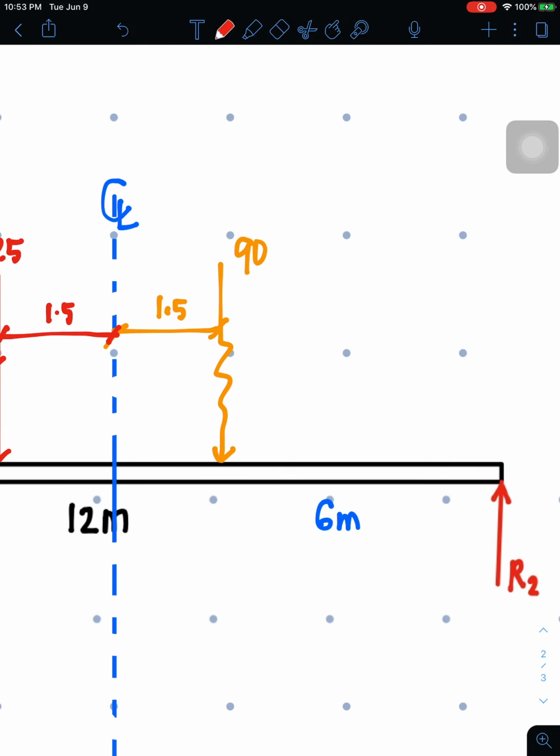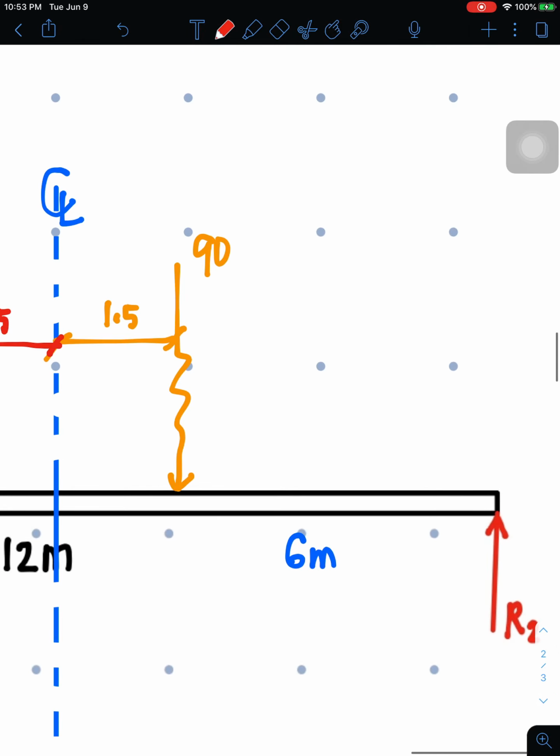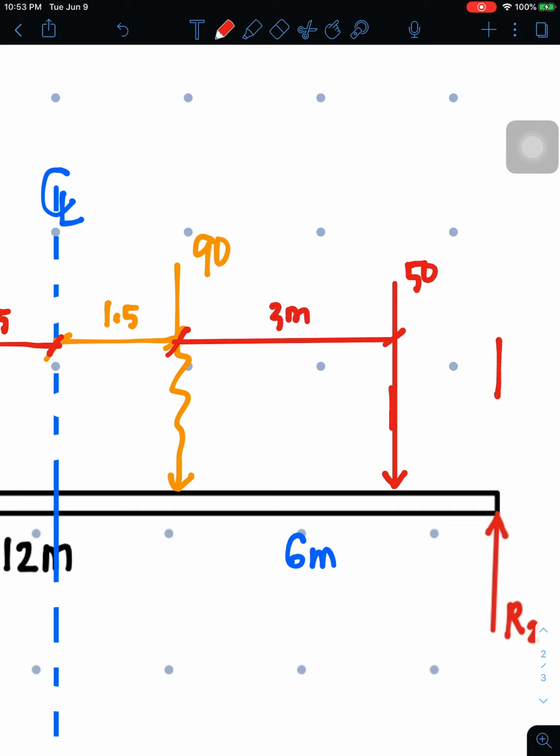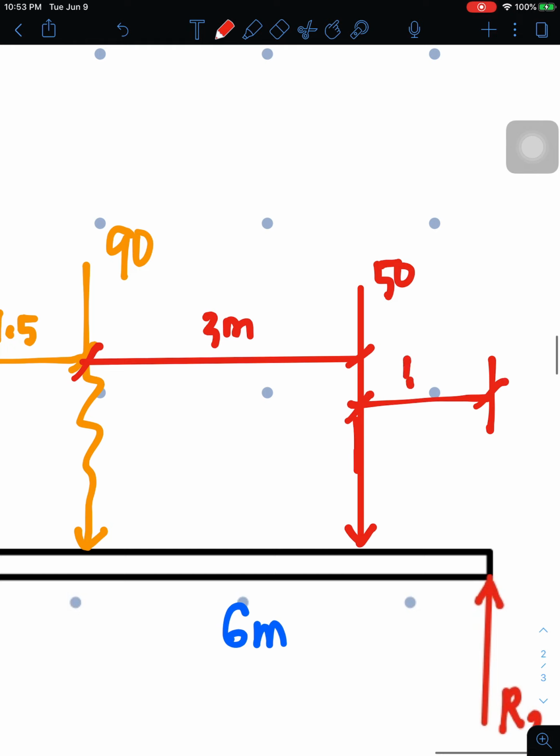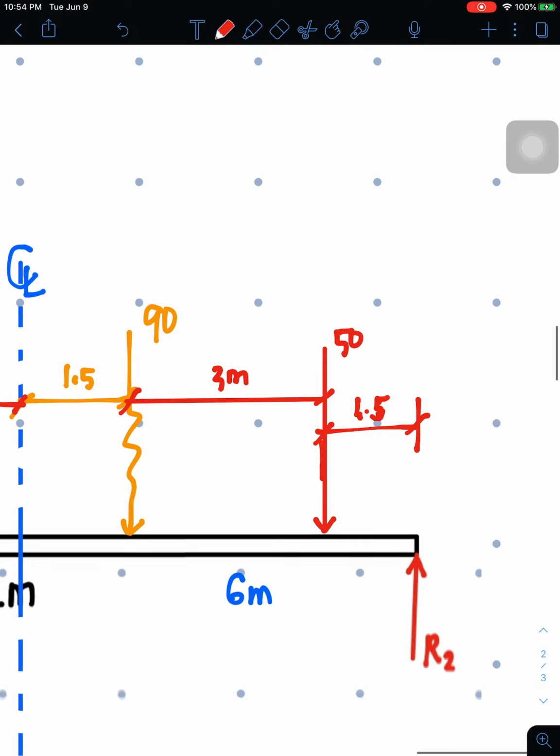So I'll place here the 50. Here. I'll place here the 50. And then the distance between the two, this is 3 meters. So therefore, the distance here is 6 minus 3 minus 1.5. So yes, now it's 1.5. It doesn't fit anymore. Okay. That's 1.5.